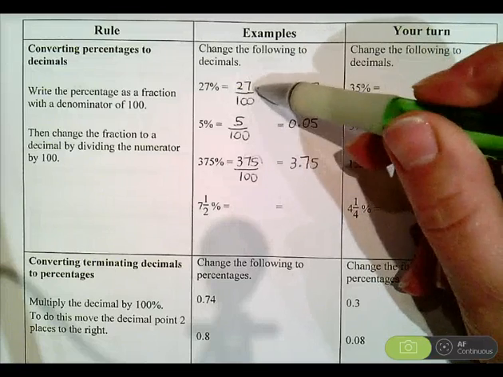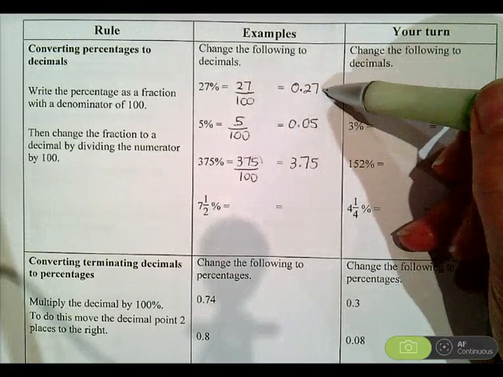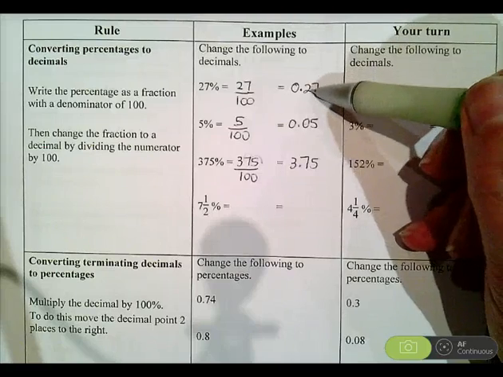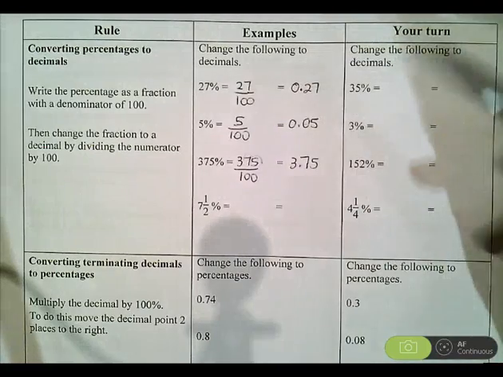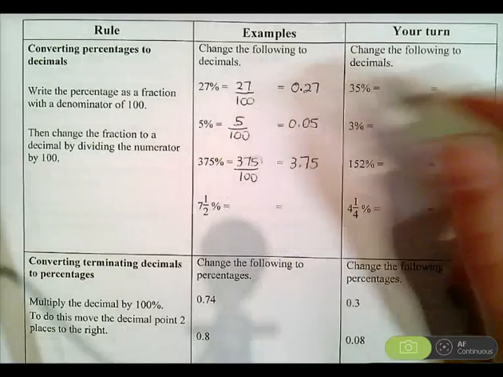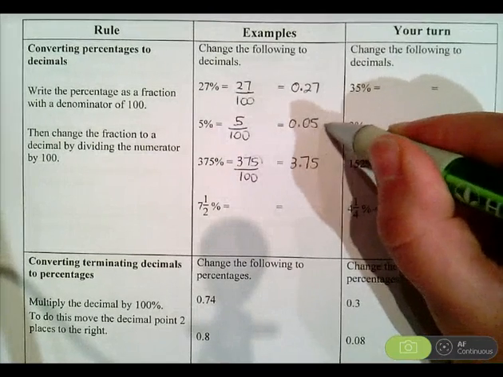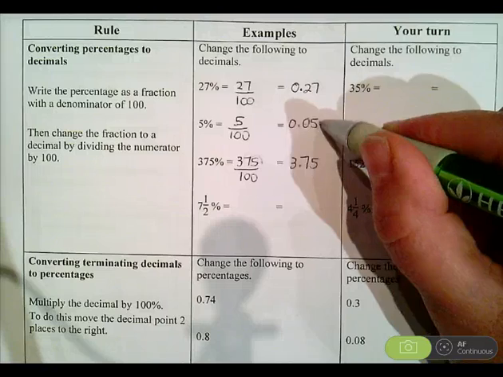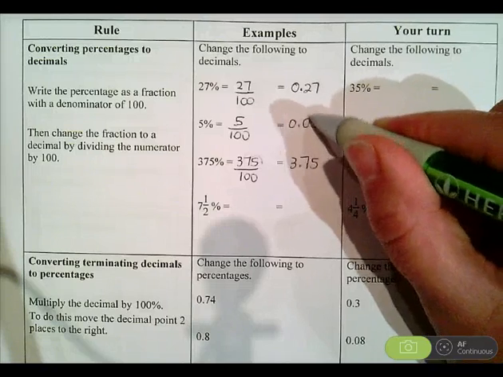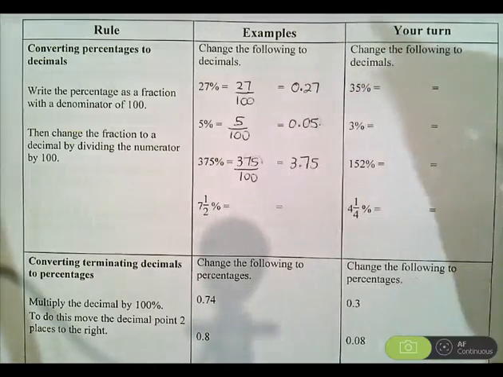27 divided by 100 really means, well, I've got the whole number 27. To divide by 100, I move my decimal point back 2 places. And same with 5 divided by 100. I could write the number 5 and divide by 100, I bring my decimal place back 1, 2 places, and I put my point there.